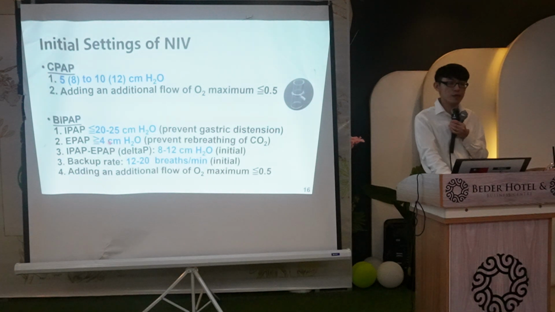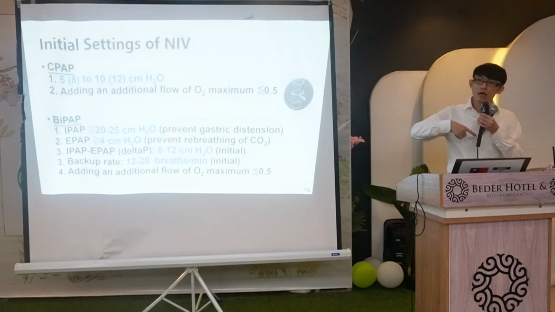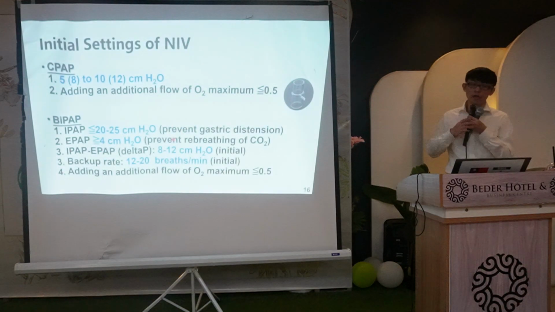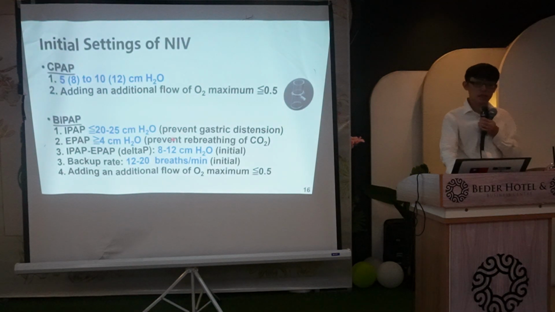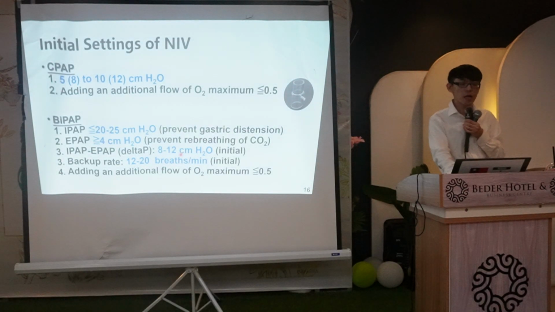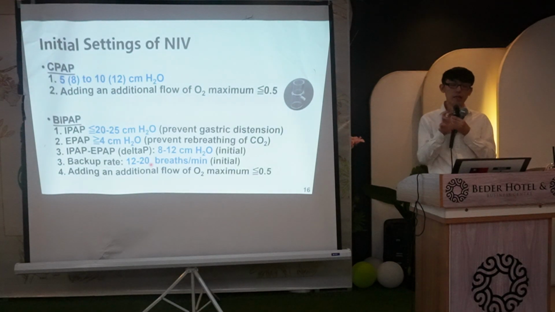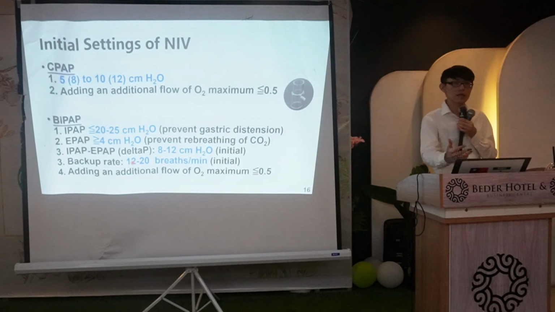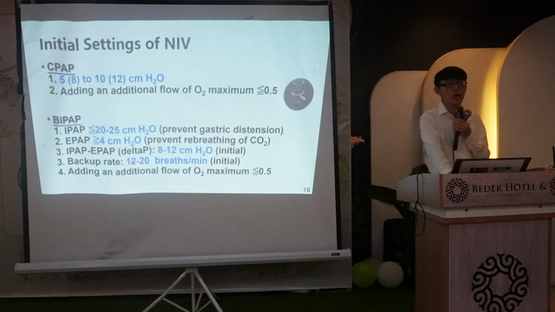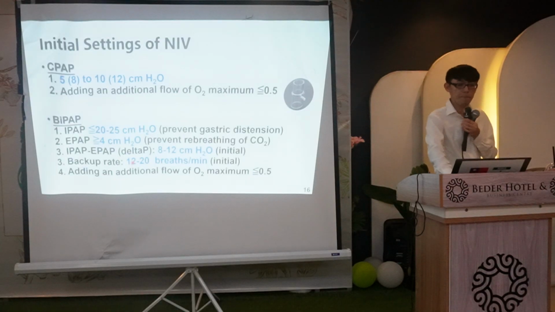EPAP should be more than 4 centimeter water to wash out the carbon dioxide within the ventilator circuit. The delta pressure, you can start from 8 to 12. And the backup rate in T mode or ST mode, you can set the respiratory rate like a normal person, 12 to 20. We usually start from 12, 14, or 16.